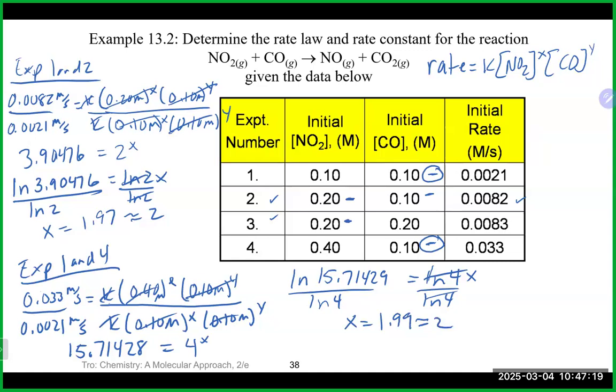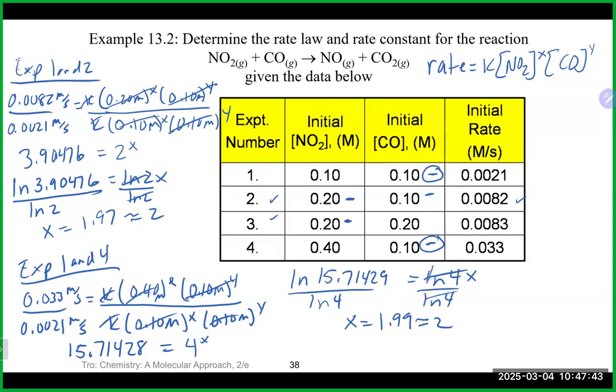So again, it doesn't matter which one that you choose. You can choose multiple ones. They all should give you the same one. In this case, this is experimental and it's pretty darn close, 1.99 or 1.97. That's pretty close to 2. I would round up to a whole number in this case.